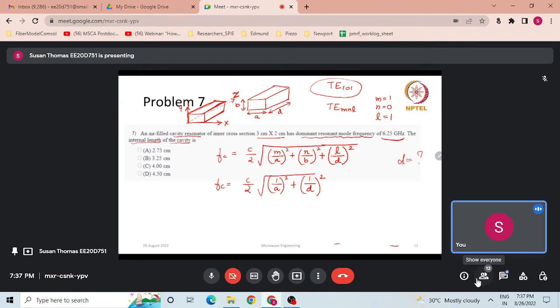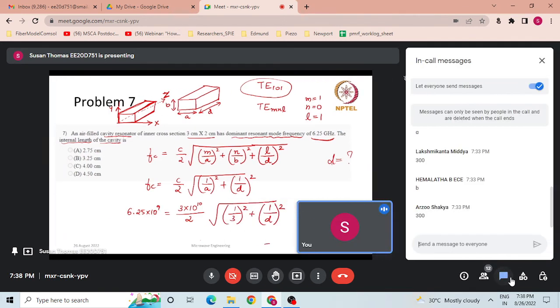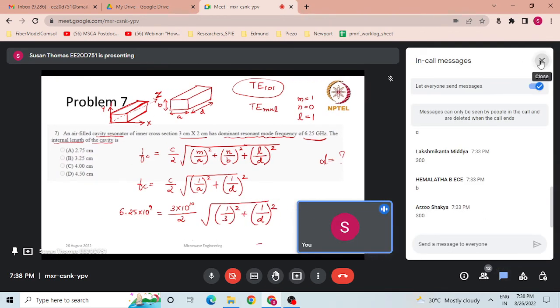So the resonant frequency is 6.25 into 10 power 9. You know the value of C. In centimeters it is 3 into 10 power 10, by 2 into square root of (1 by 3) the whole square plus (1 by d) the whole square. Can you try to find out the value of d, which is nothing but the length of this cavity?